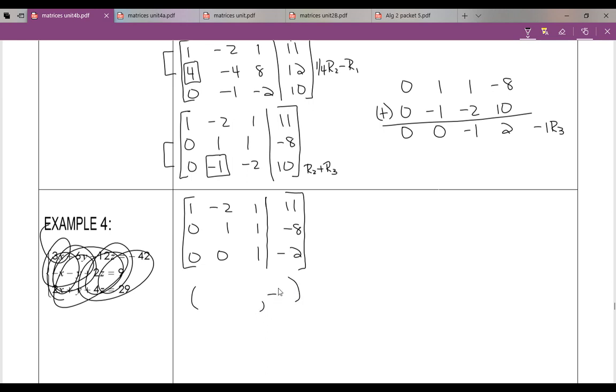The only thing I know right now is that z is negative 2. So I have x minus 2y plus z equals 11. y plus z equals negative 8. And z equals negative 2. We're going to back up. We're going to plug negative 2 here into this second equation. So y minus 2 equals negative 8. So y gives me negative 6.